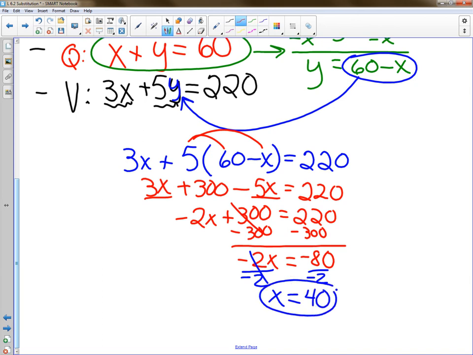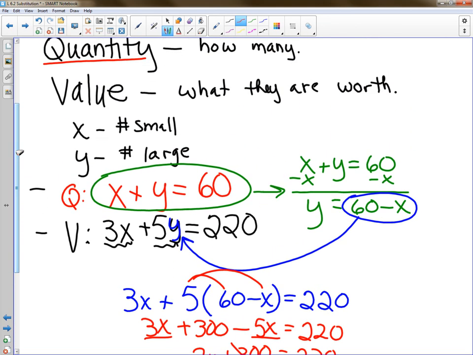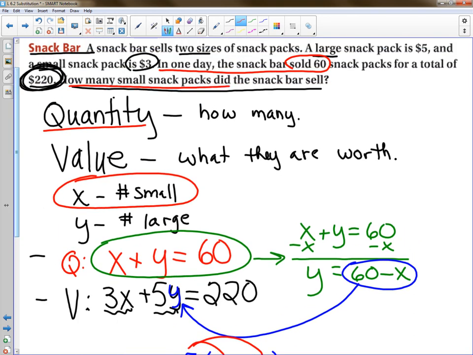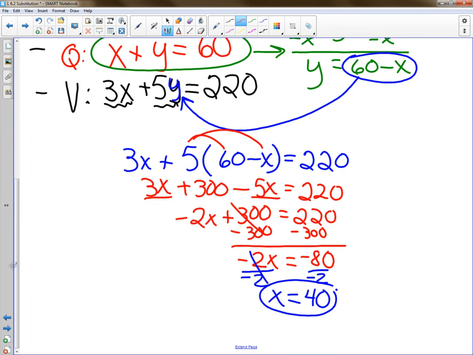Now what does the letter x represent? This is why you define your variables in the beginning so you don't get confused. X is the number of small snack packs. And what does the question ask for? How many small snack packs? So the answer is 40 small snack packs.